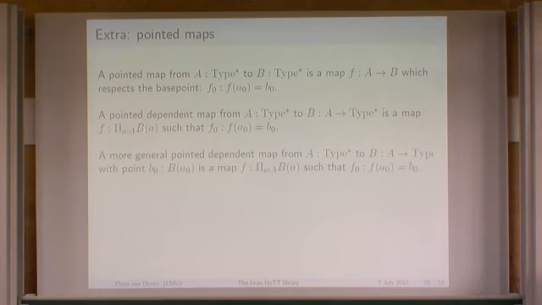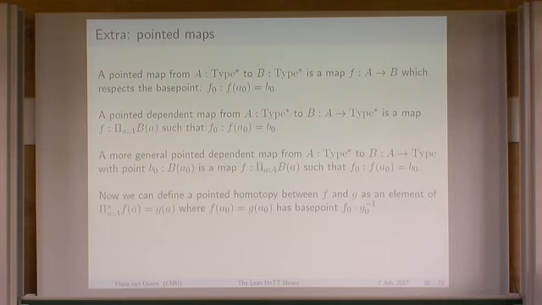So you can even generalize this slightly further to say that you have a pointed type and just a type family over it and only a point in the fiber over the base point. And then you can define a dependent pointed map, like a pointed map which shares the base point like this. And so what this gives you is that you can define these two as special cases of this.